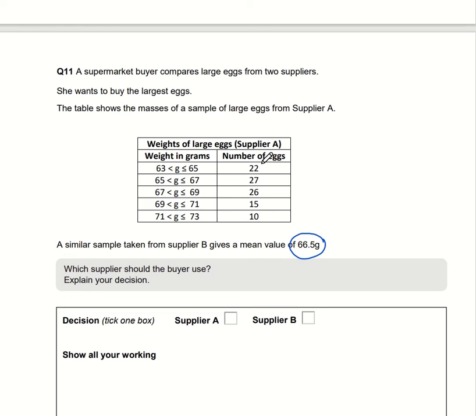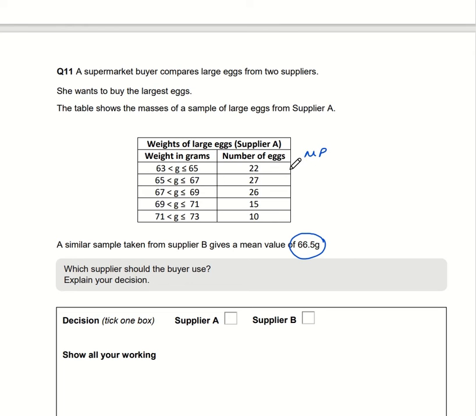Here we have 22 eggs that are between 63 and 65 grams. Well, they could all be 63 grams, or a tiny bit more than 63, because it can't equal 63, but they could all be 65. So what we need to do is just take the midpoint and assume that they are all that weight. That's why it's going to be an estimated mean.